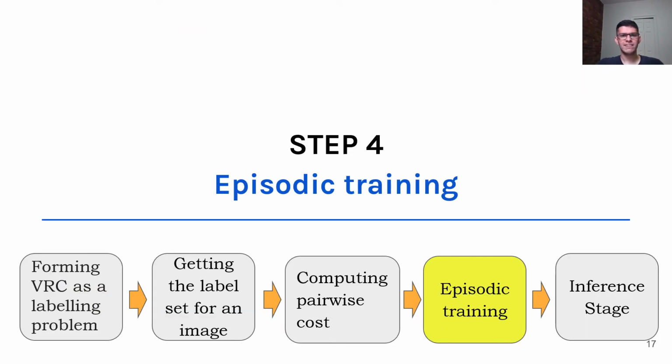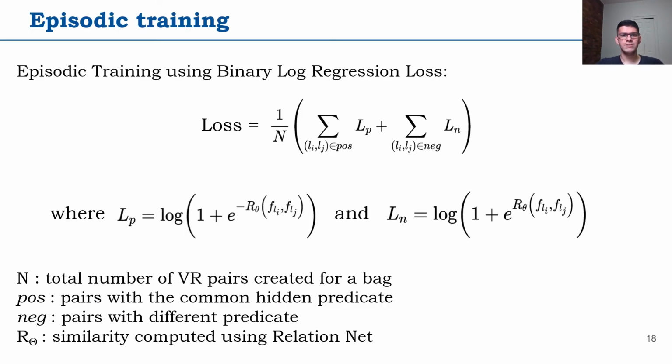We train the relation network in an episodic way, taking one training bag at a time so that it can generalize well to unseen predicates during test time. We use binary logistic regression loss with gradient descent to train the relation network. During training, the relation network learns to increase the similarity score between visual relationship pairs which share the common predicate of the bag and to decrease the similarity of all other pairs.